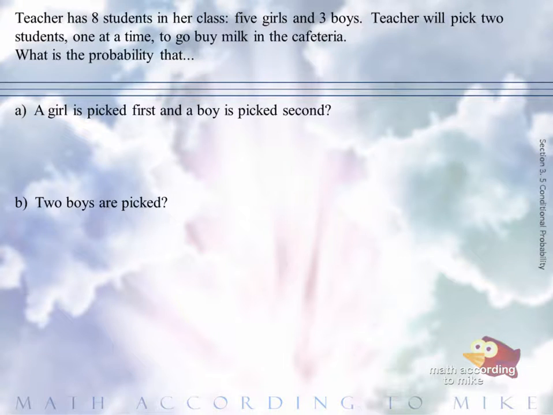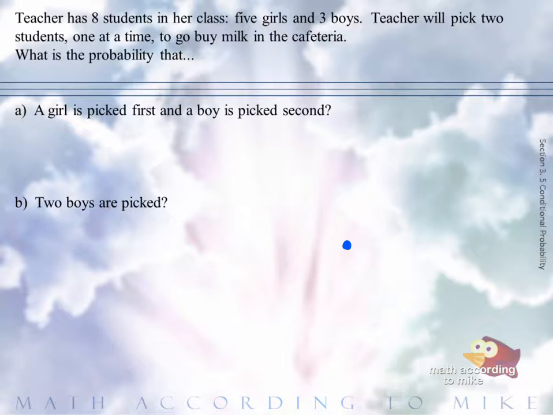A teacher has 8 students in her class, 5 girls and 3 boys. The teacher will pick 2 students, one at a time, to buy milk in the cafeteria. What is the probability of that? Well, what we're going to do is build a tree diagram, because why not?